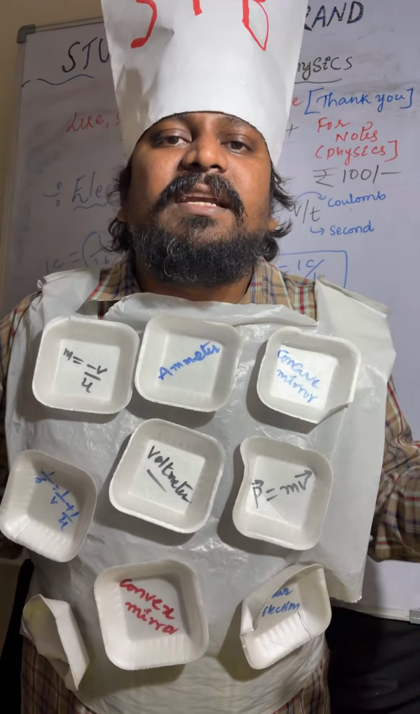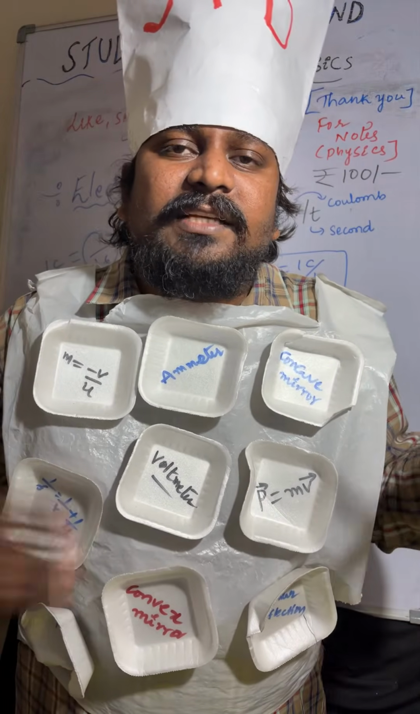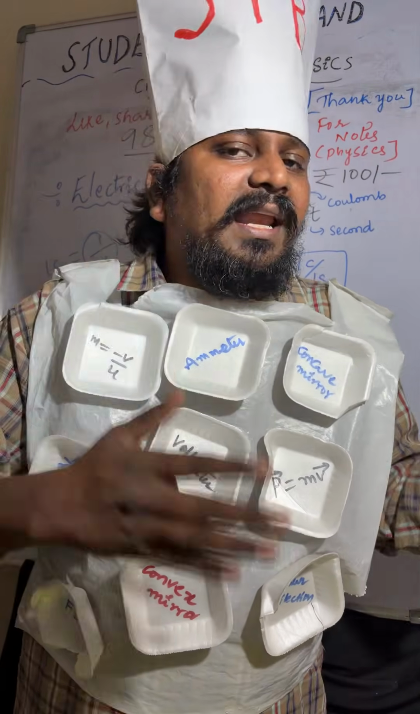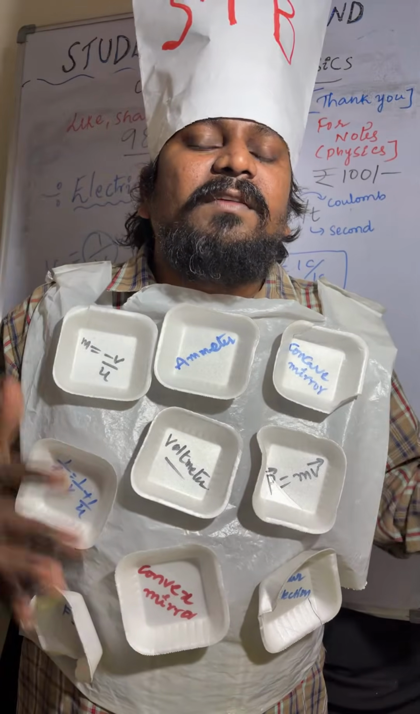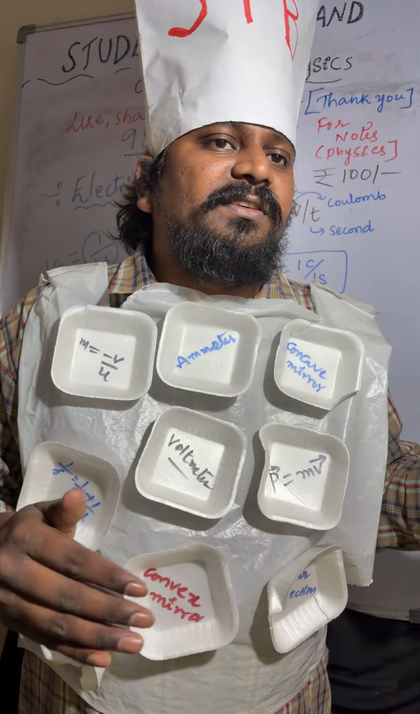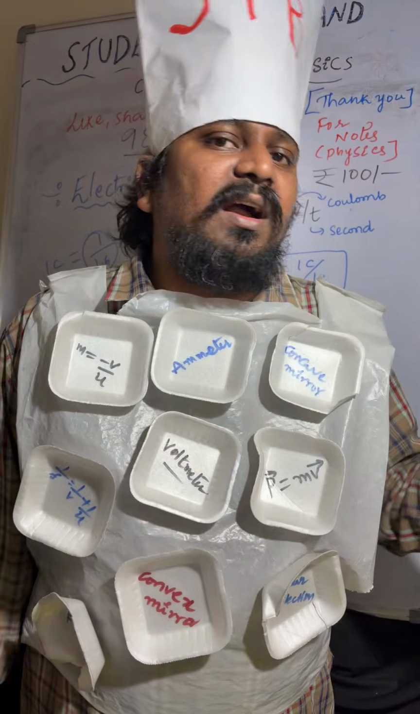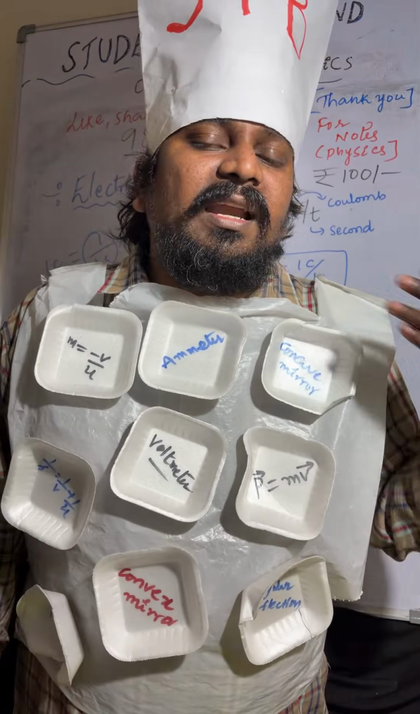I equal to Q by T. The SI unit of current is ampere, the SI unit of charge is coulomb, the SI unit of time is second. 1 ampere is defined as 1 coulomb of charge flowing through unit cross section area per second, which is called electric current.